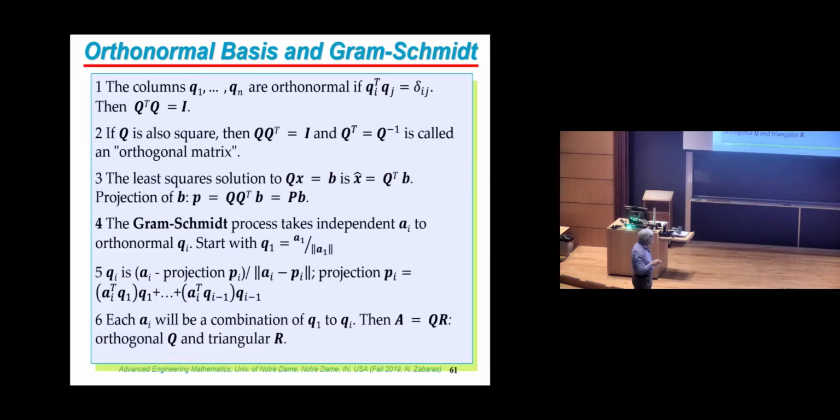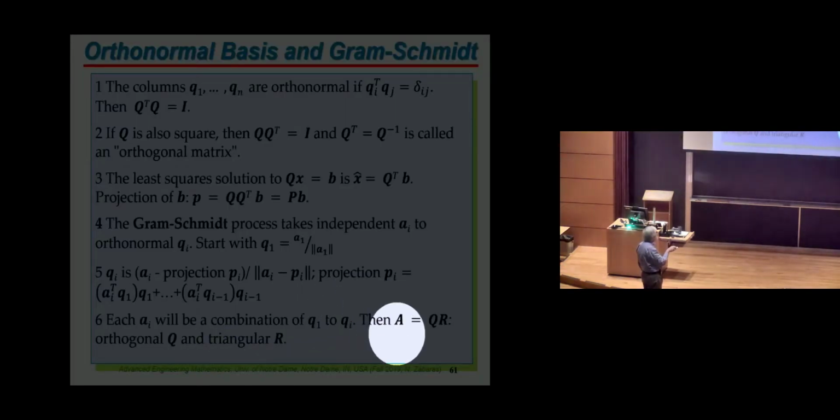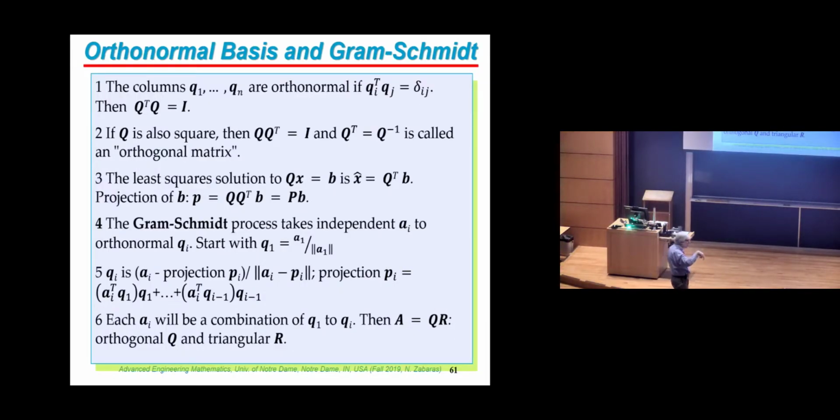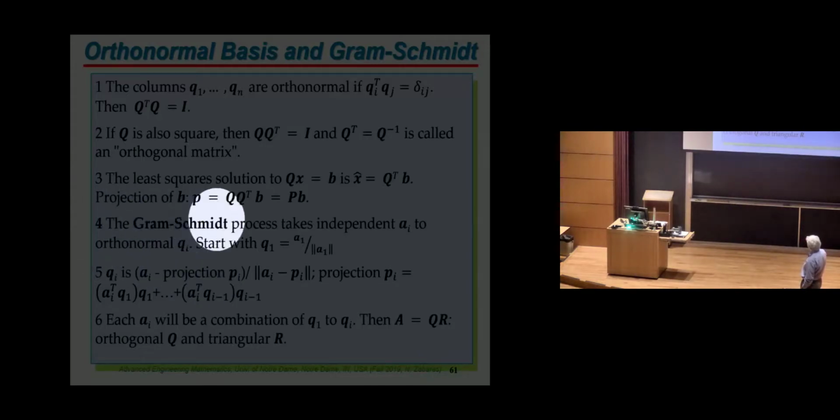All right? This decomposition, A equal QR, where Q contains orthonormal columns and R is an upper triangular, is as fundamental as the LU decomposition we get by elimination. Here is a completely different scenario. We get this through this Gram-Schmidt orthogonalization process.